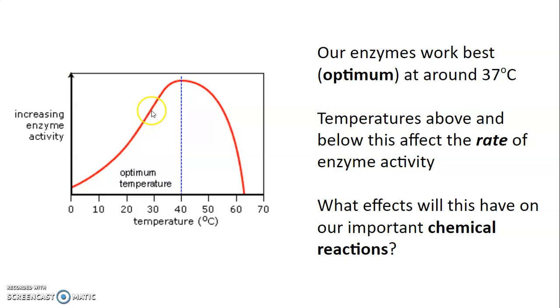Now we're getting close to internal body temperature, so our optimum temperature. And this is where enzymes are working at their most optimal rate. So obviously we want to be at a temperature at which the enzymes are working as fast as possible, but not to a dangerous level.